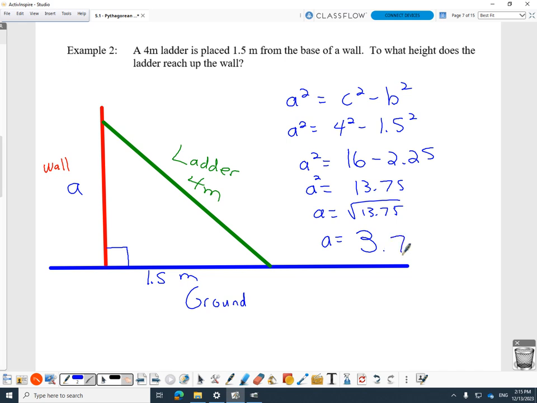What's the square root of 13.75? The answer is approximately 3.708. Good. 3.7 wagon wheels? Meters. Write something there, please. Is it okay?